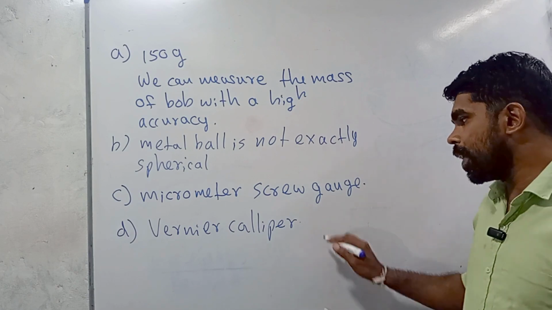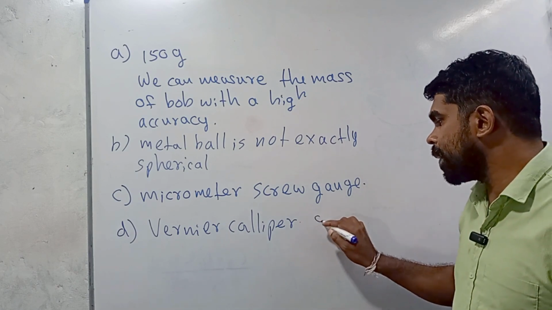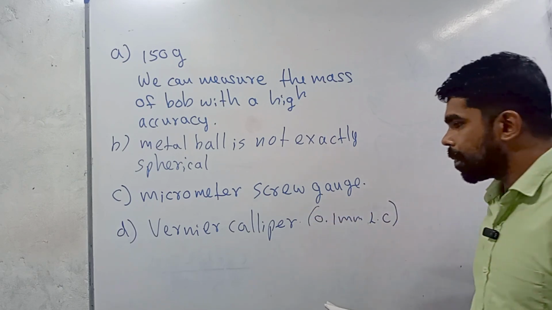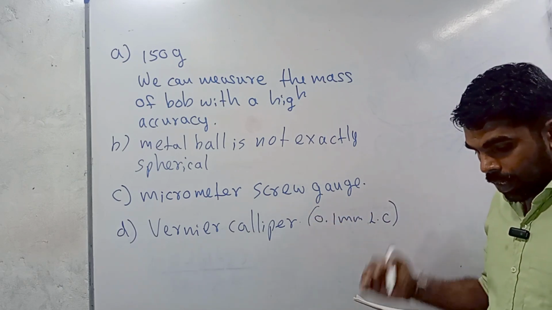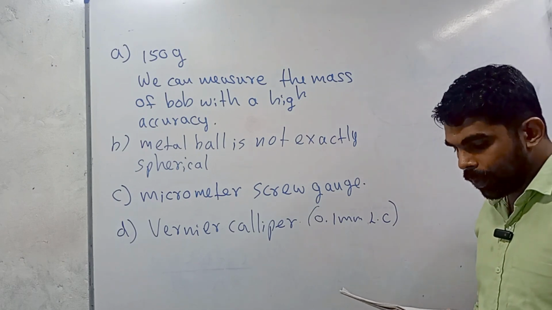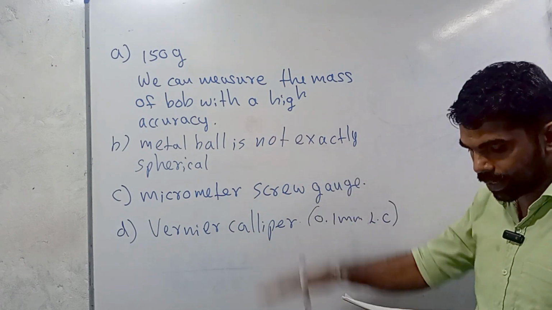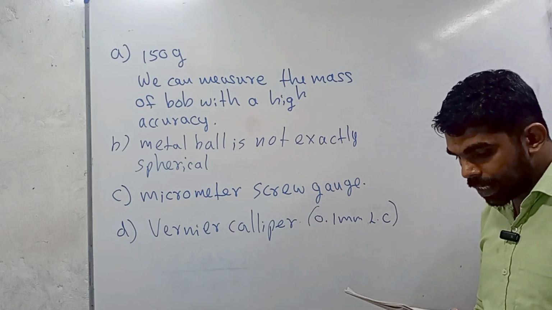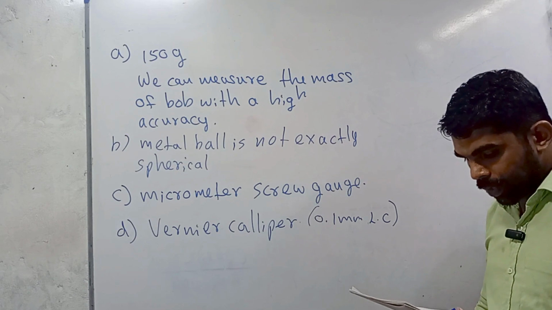Now, the least count of a vernier caliper is 0.1 millimeter. Therefore, there is a different accuracy than the micrometer screw gauge. They have asked the reason for your choice.